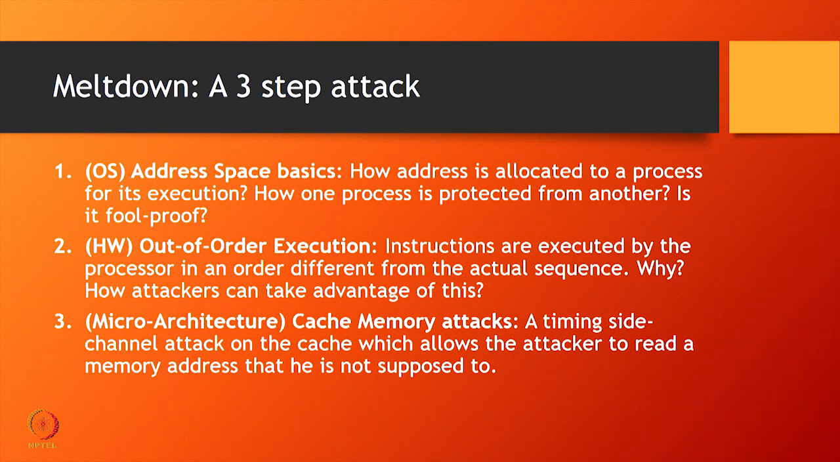We have talked about the address space, physical address space, virtual address space, etc. Now, when a process is requesting memory, how is an address allocated to a process for its execution? We need to understand some amount of this. And then the next thing is how one process is protected from another, and is it foolproof?